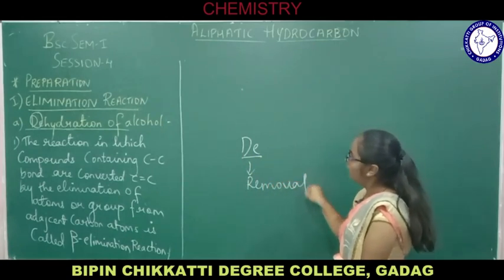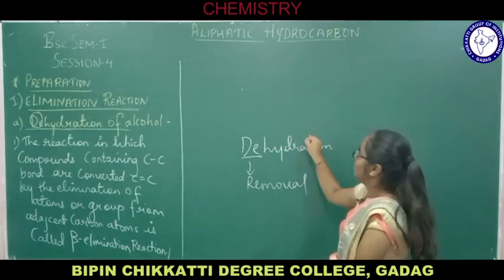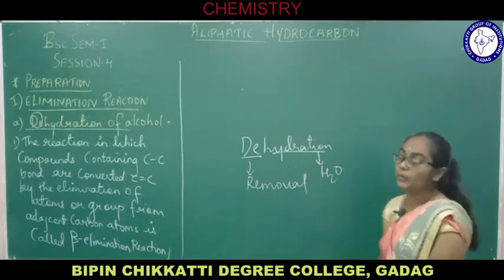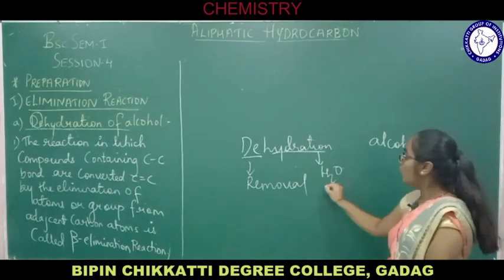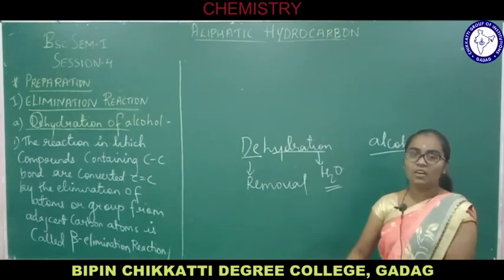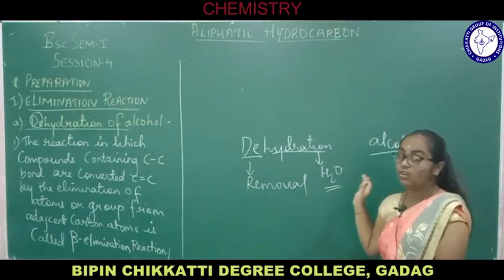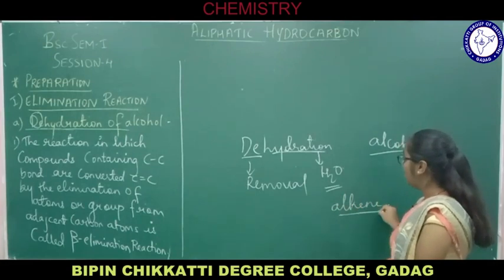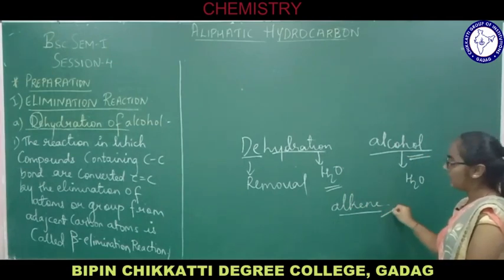Removal of what? Hydration. Hydration means what? Water. So the water molecule is going to get removed from where? From the alcohol. So you are going to remove the water molecule from the alcohol group, right? After the elimination of the water molecule from the alcohol, you are going to obtain an alkene. I repeat once again: by removing a water molecule from this alcohol, you are going to obtain the alkene.